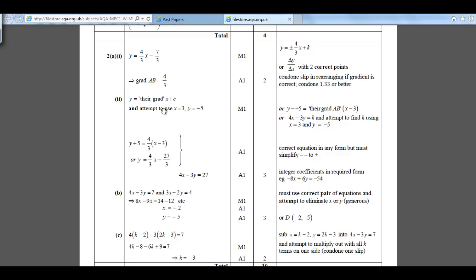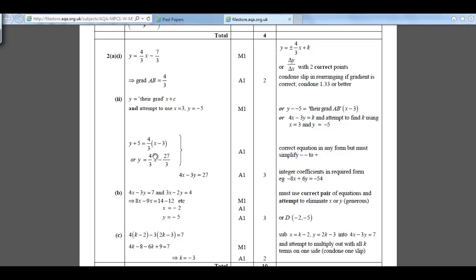Part 2, for our 3 marks, 1 mark for using our gradient and attempting to use our x value and y value, which we did. Here's another way of finding the gradient, or else how we did it there. Set an equal, attempting to find our k value. So we went through, that's finding what we're finding as a c.